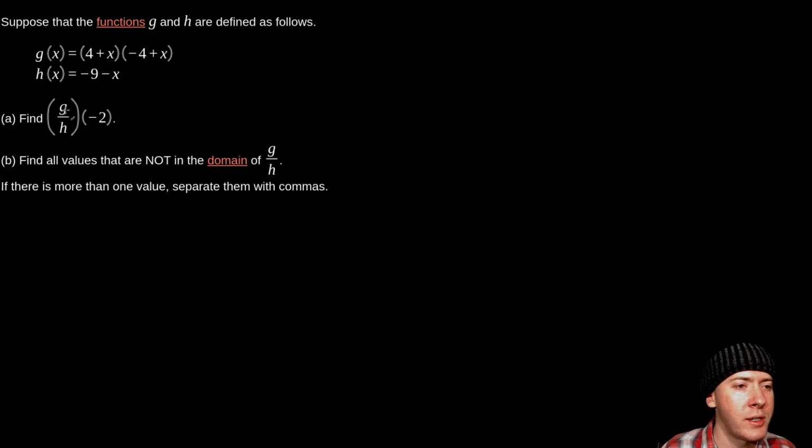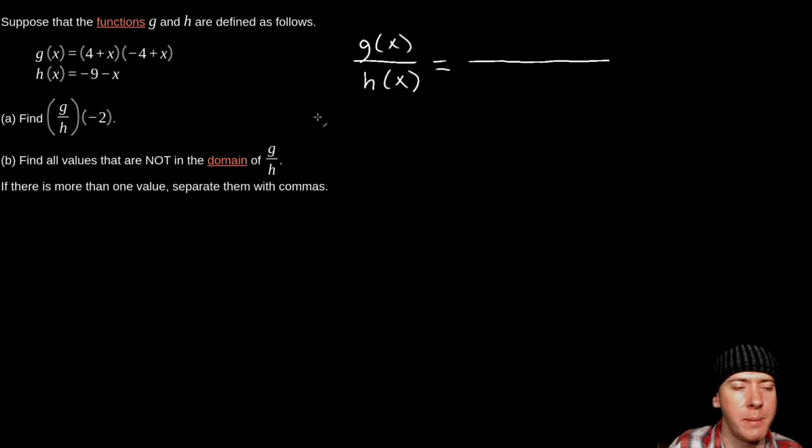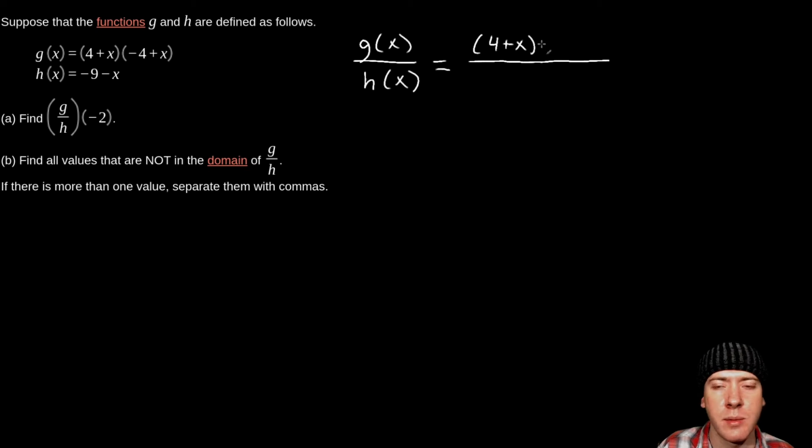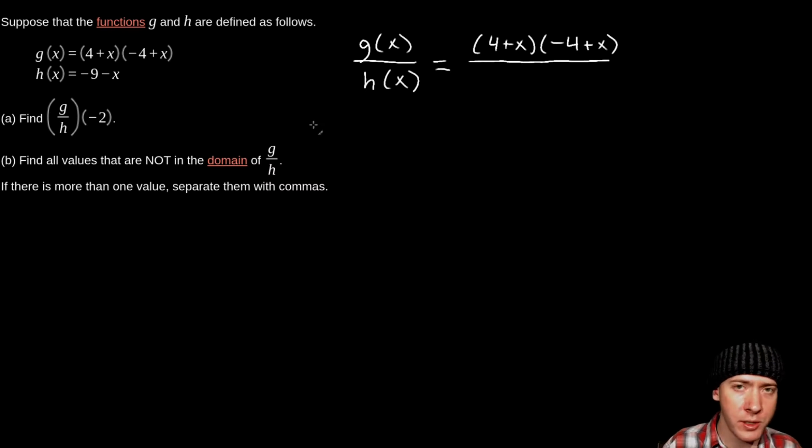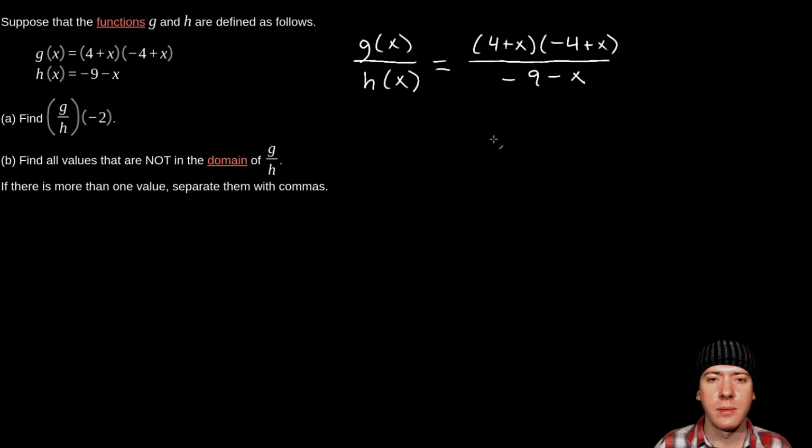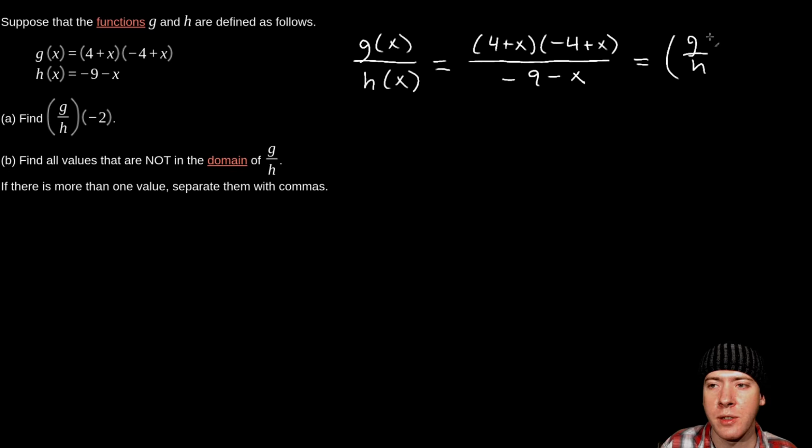So just like in this fraction, what we need to do is start by dividing these two functions, right? So what we need to write is the function g of x, or the quotient g of x divided by h of x. To do this, all we have to do is make a fraction and put 4 plus x times negative 4 plus x. And then on the bottom, we are going to write the function h of x, which is negative 9 minus x. So this is the quotient. This is equal to g divided by h of x.